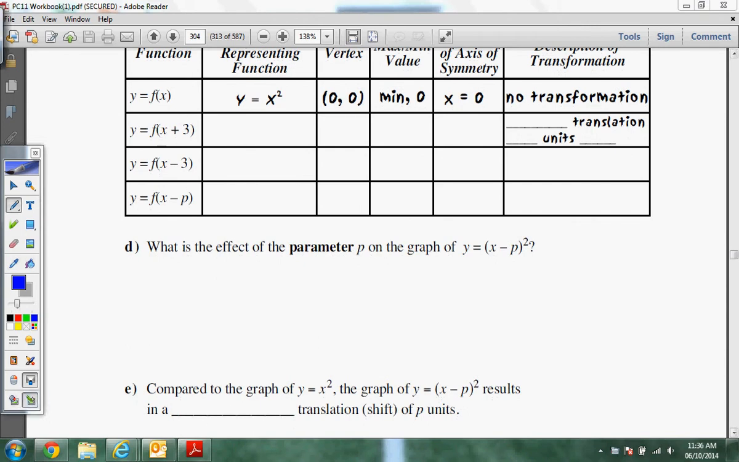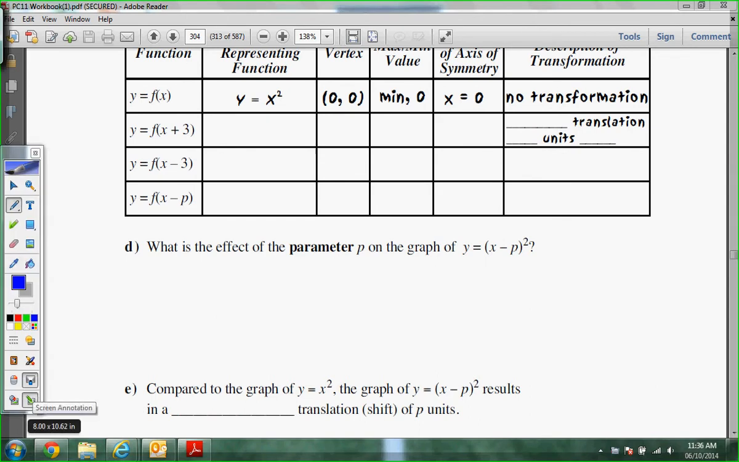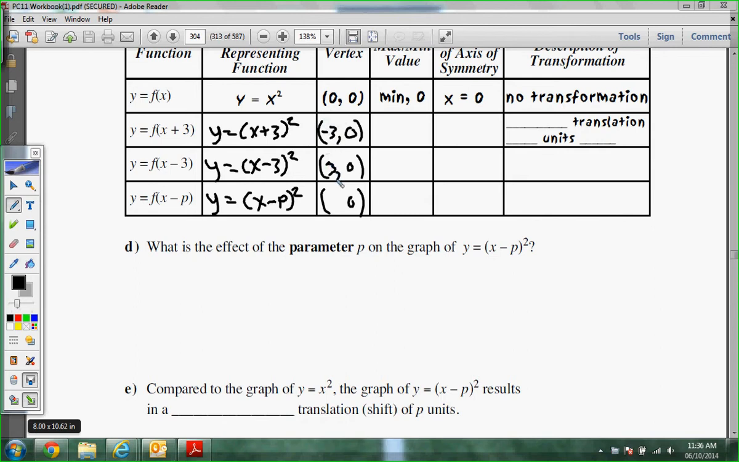All right, so again, we're going to write it here. So it's going to be y equals x plus 3 squared, y equals x minus 3 squared, y equals x minus p squared. So the vertex did move, but not vertically, so we keep the 0 on the end for all of them. Okay, but this moved left 3, so negative 3. Second one moved right 3, so positive 3. So then we know that it's going to be opposite of p, or whatever p is. That's what I was telling you guys. Always think of it being the opposite.